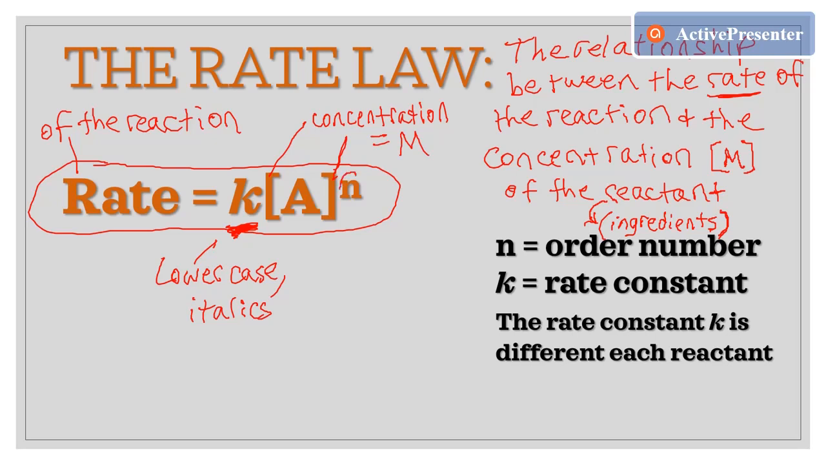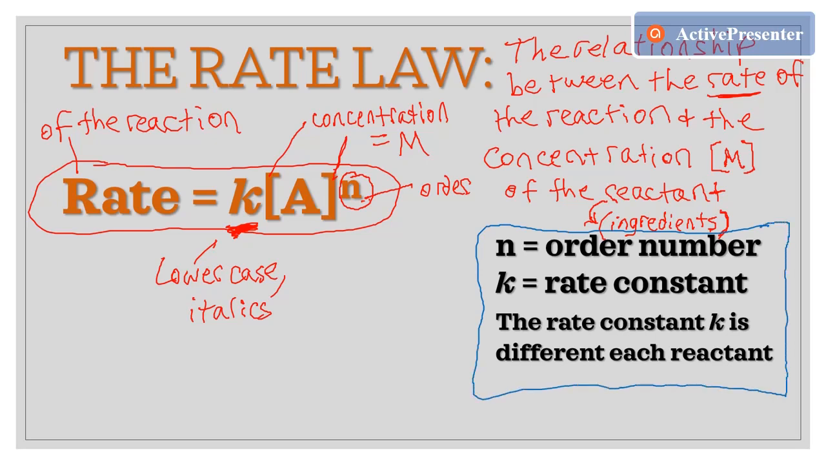And then this little n exponent up here is whatever order this is in, if it's in 0 order, 1st order, or 2nd order. So the n stands for the order. I have this guide down here that explains this. So the n is the order number. If you're in the 0 order, it would be 0. If you're in the 1st order, it would be 1. If you're in the 2nd order, it would be squared. You'd have a little 2 up there.